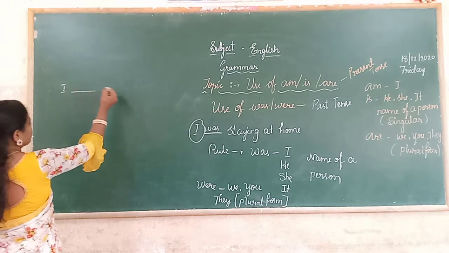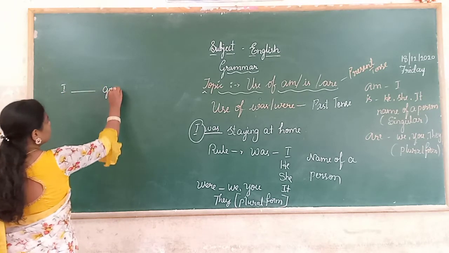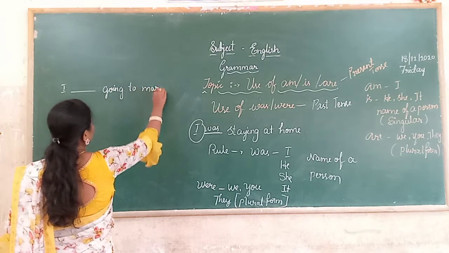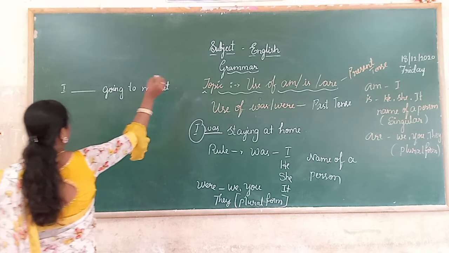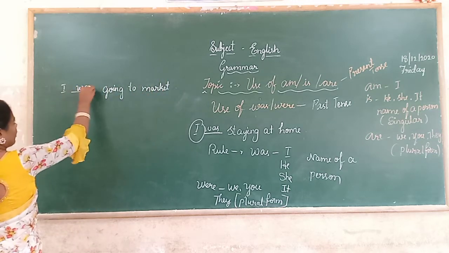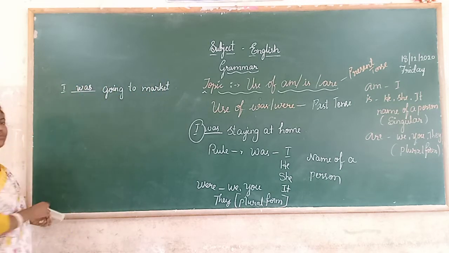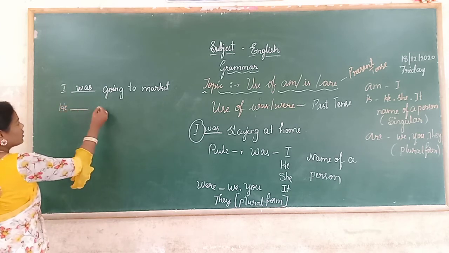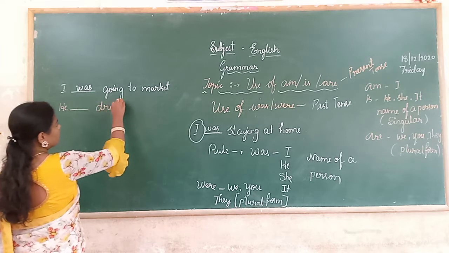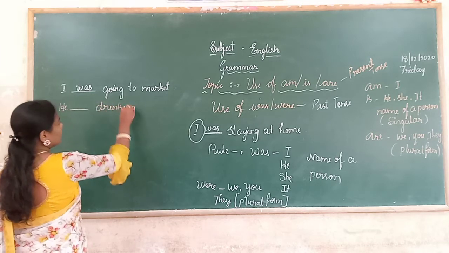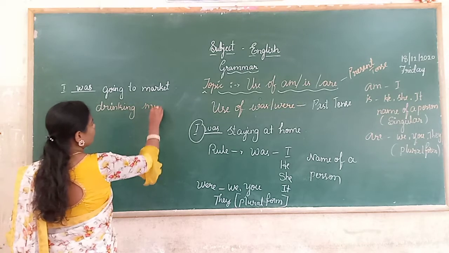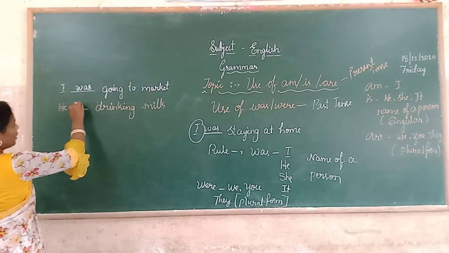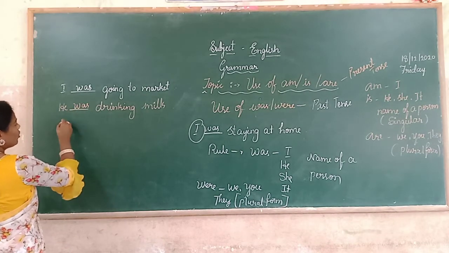I dash going to market. I was going to market, because was is used with I. Next one. He dash drinking milk. Here, he was drinking milk. Yesterday he was drinking milk.